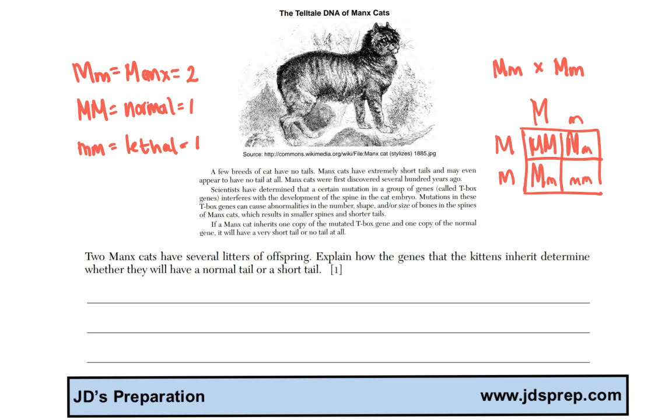So now let's explain how the genes that the kittens inherit determine whether they have a normal tail or a short tail. Well, if they're going to get a normal tail, that means they would have inherited the dominant trait, or two dominant copies, one from each parent.